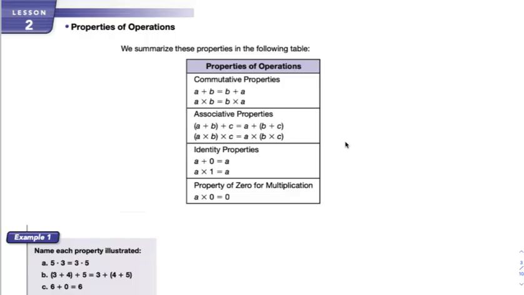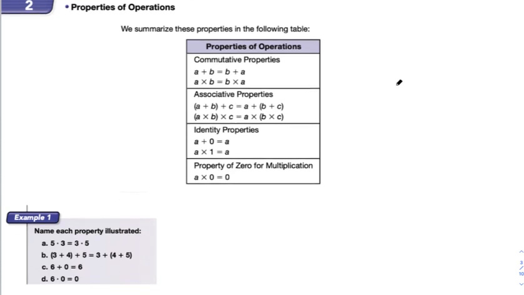Now here we are with lesson 2. Lesson 2 is going to talk about properties of operations. And so we have these properties. I'm going to go over them because I think they are just vital for understanding some aspects of math, and you just want to feel confident with it.